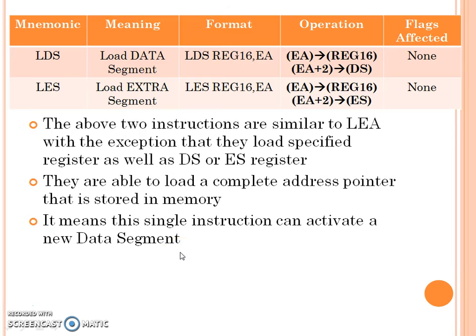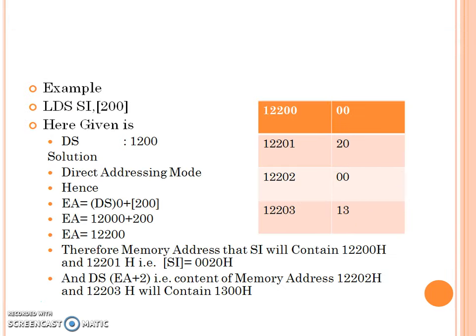The other instructions are LDS and LES. The above two instructions are similar to LEA with the exception that they load specified registers as well as DS or ES registers. They are able to load a complete address pointer that is stored in memory. It means that a single instruction can activate a new data segment, which is needed if we want to run different programs in the same memory.